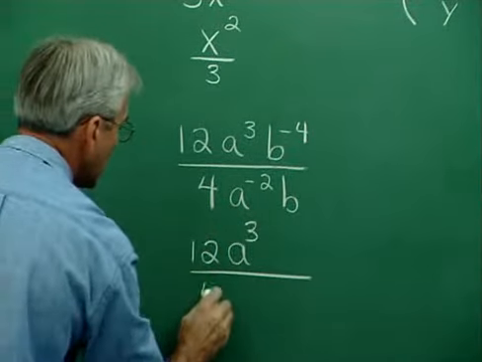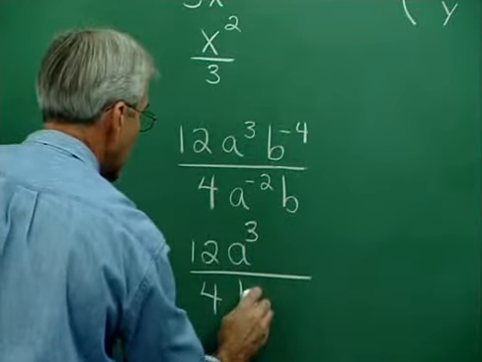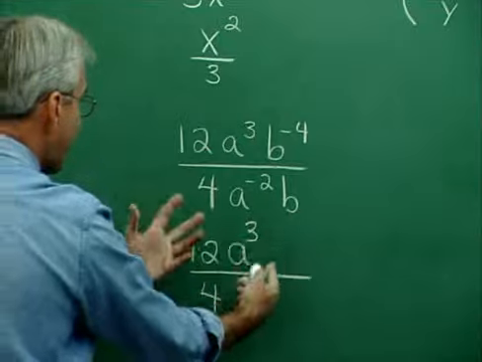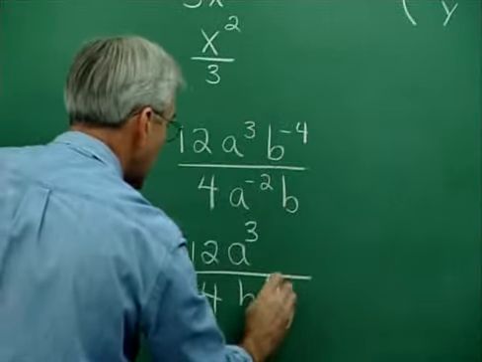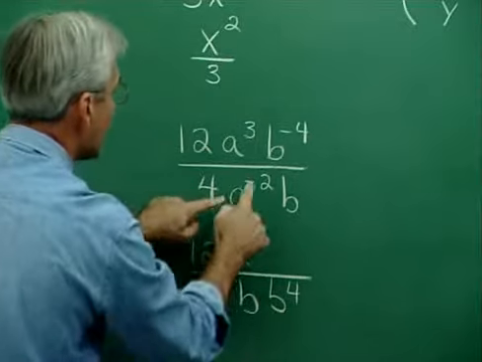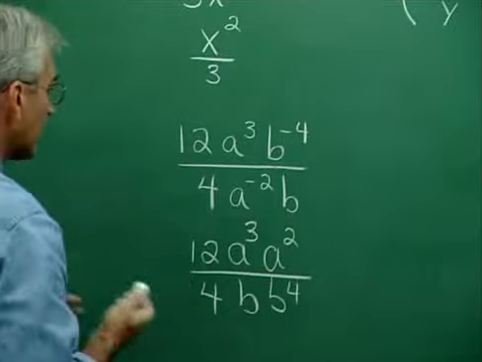Now the 4 stays where it is. The a to the negative 2 is going to move upstairs. This b is going to stay here. You see, these are the factors that stay put. And now I'm just taking this b to the negative 4, throwing it downstairs. It becomes b to the 4th. This a to the negative 2 goes up to become a squared. And now it's pretty easy to see through the rest of the problem.